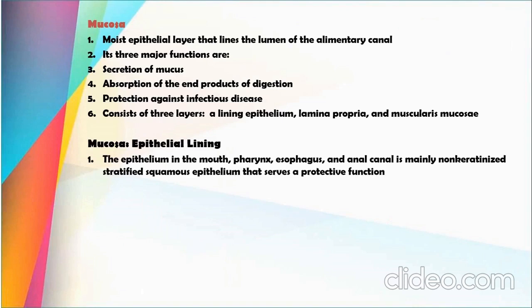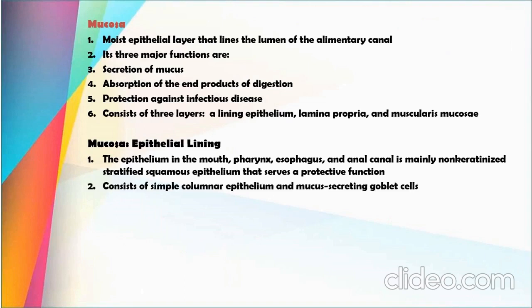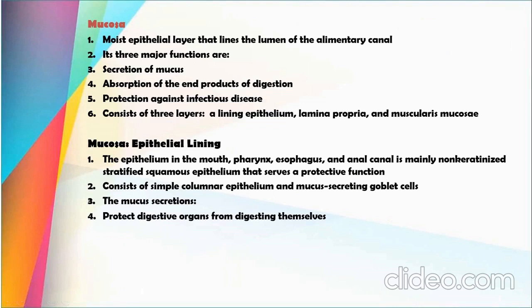The epithelium of the mouth, pharynx, esophagus and anal canal is mainly non-keratinized stratified squamous epithelium that serves a protective function. The rest consists of simple columnar epithelium and mucus-secreting goblet cells. This goblet cell is responsible for the secretion of the mucus. The mucus secretion protects the digestive organs from digesting themselves, and also eases food along the tract.